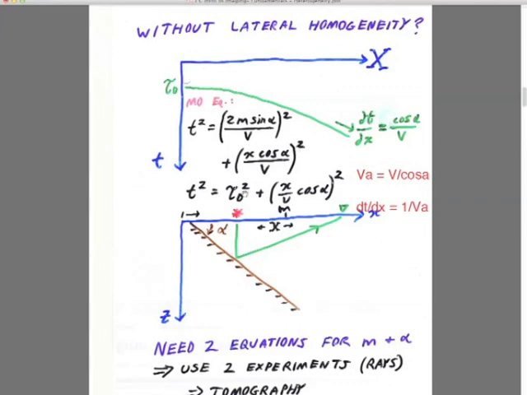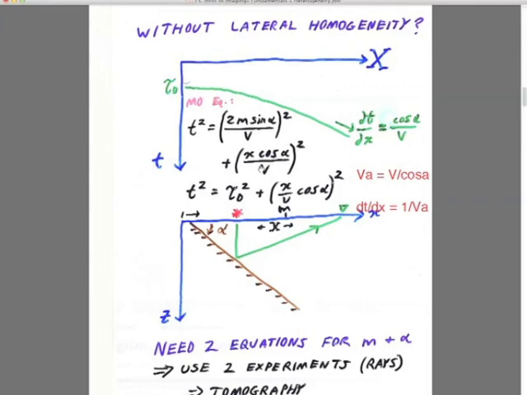So how do we solve it? We need two equations. All we have to do is do two different experiments at two different m's, or two different x's. That works too, okay. So we need two equations, and then we can solve for both m and alpha.